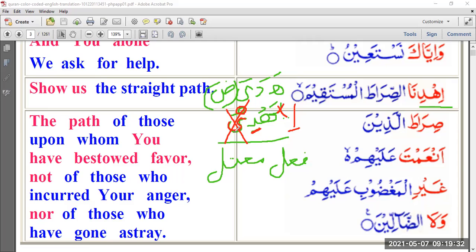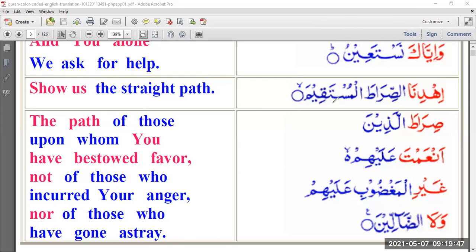So what is left? Ihdi. Same. That we have made. This is Fele Amr. Ihdi, guide. And the fa'il in ihdi is anta, because Amr is always for the second person. We have made it from the second person. Guide.